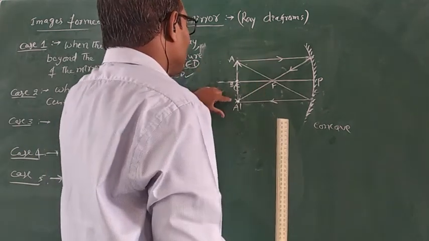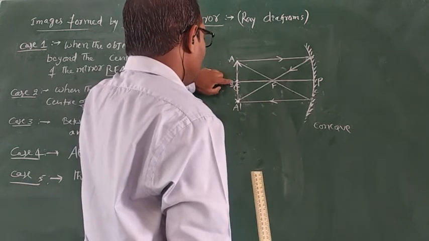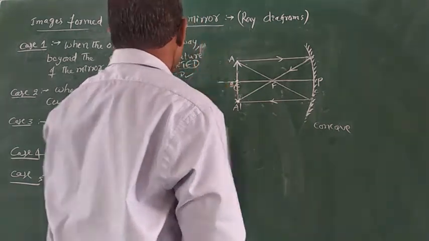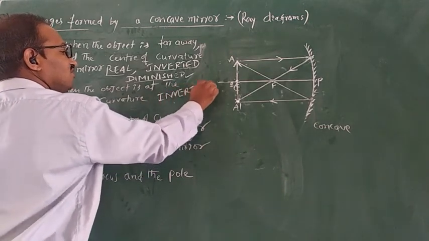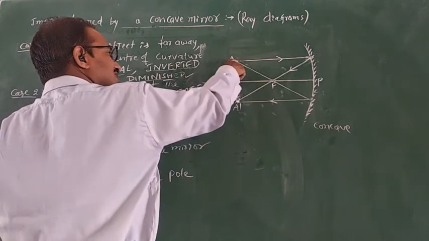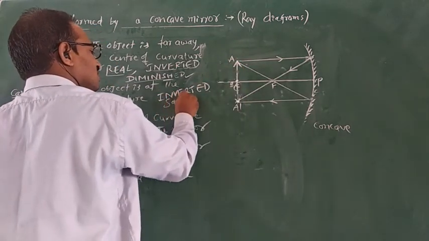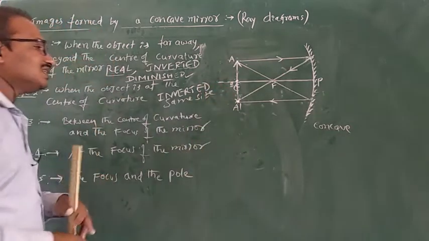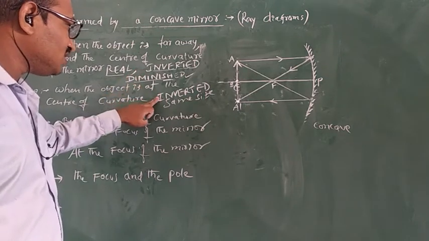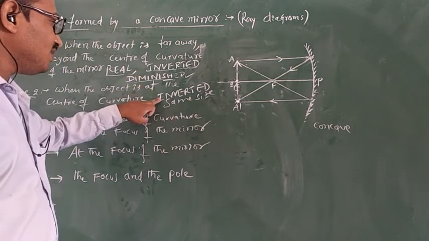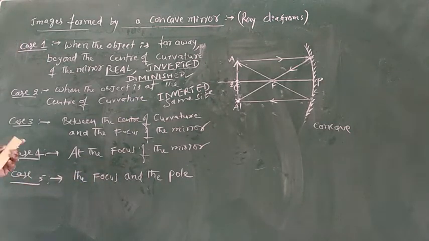Now look at what type of image is formed and where. A prime means it is an inverted image. Inverted image is formed, and the size of the image is the same as the size of the object. The image is obtained on the screen, so it is a real image. Real, inverted, and the same size as the object. Understood? Now we will go to the third case.